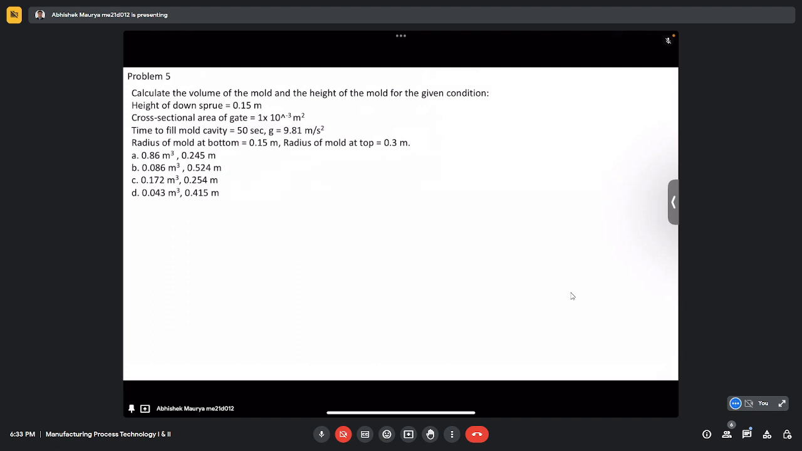Here, what has been given? What has been asked? Calculate the volume of the mold and the height of the mold for the given condition. So, volume of the mold is nothing but the time which is required to fill the mold, the area of the gate, and the velocity of the molten metal at the gate.